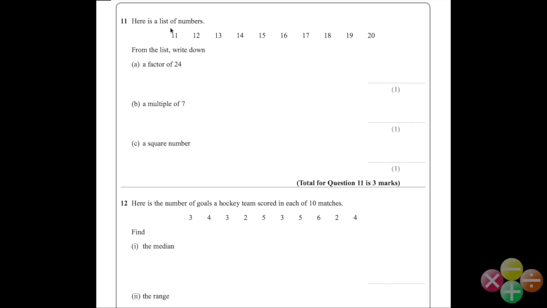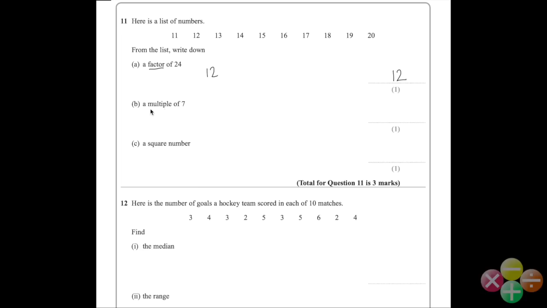Question 11. Here is a list of numbers. So we've been given the numbers 11 right through to 20. From the list, write down a factor of 24. Now the word factor is telling me that I'm looking for numbers that go into 24. So if I look through my list, 11 doesn't go in, 12 goes in because it goes in twice, 13 doesn't, 14 doesn't, 15 doesn't, no for 17, no, so it's just 12.